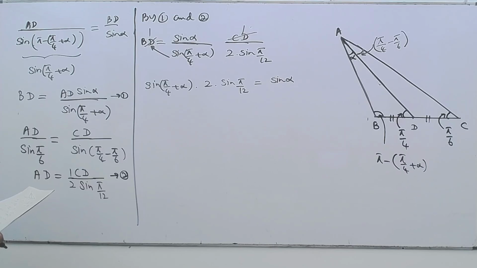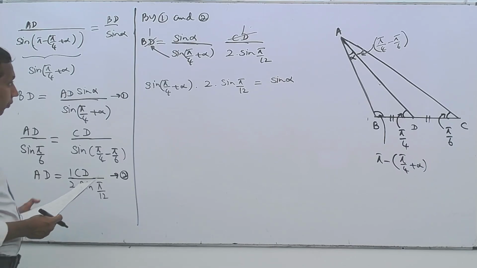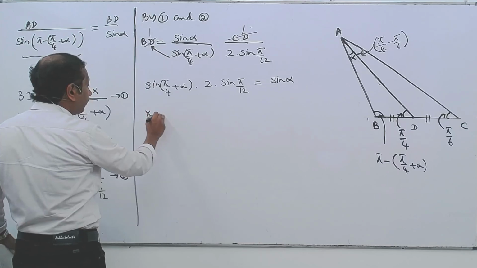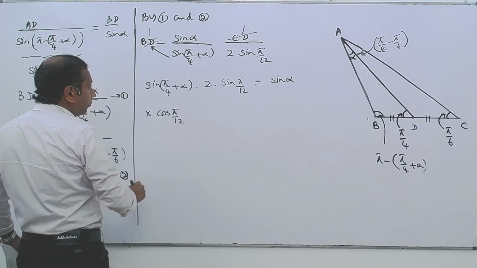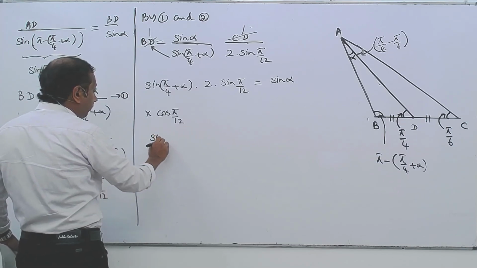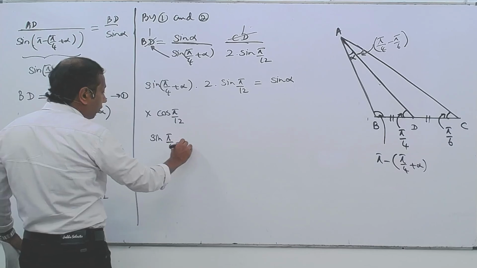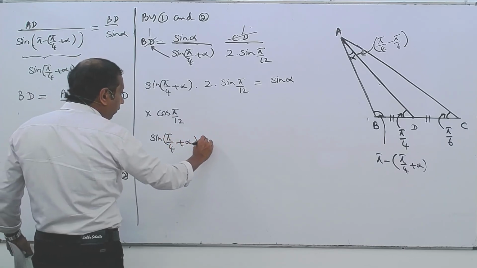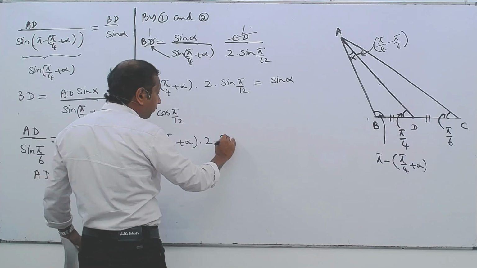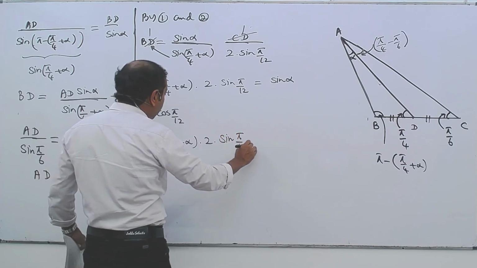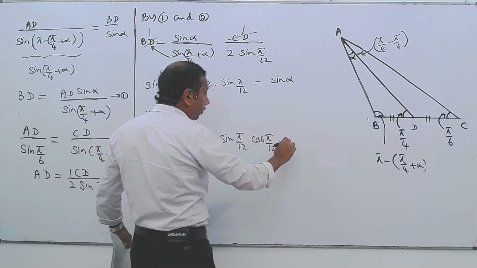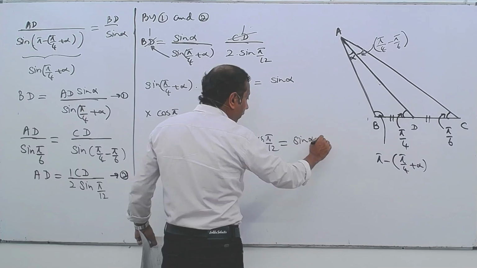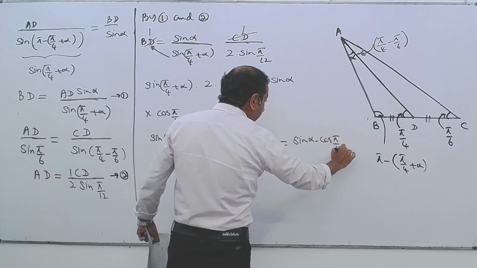Okay, now I multiply both sides by cos pi by 12. Then we get sin(pi by 4 plus alpha) into 2 sin pi by 12 cos pi by 12 equals sin alpha into cos pi by 12.